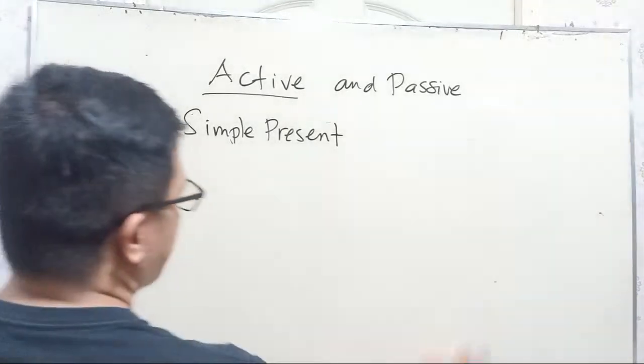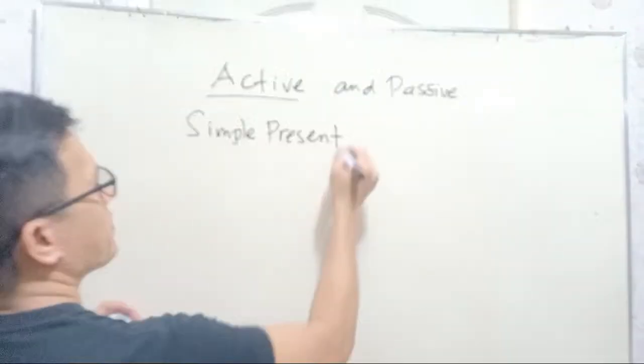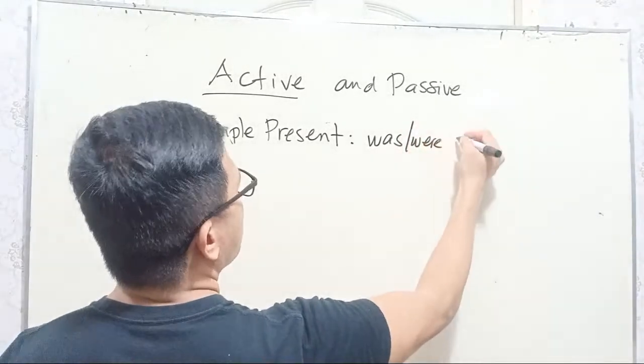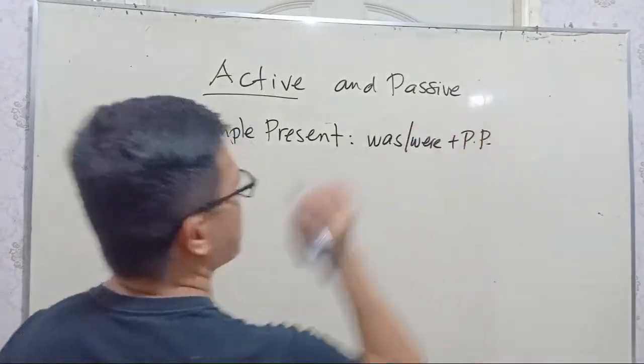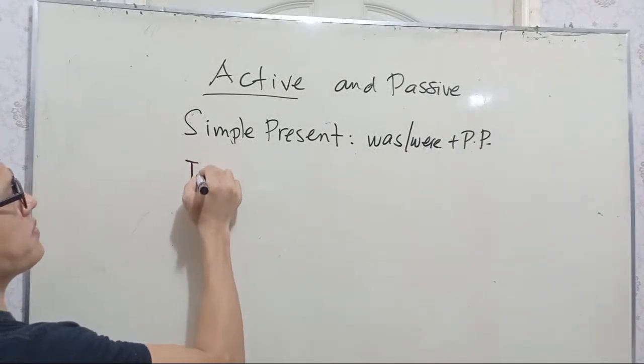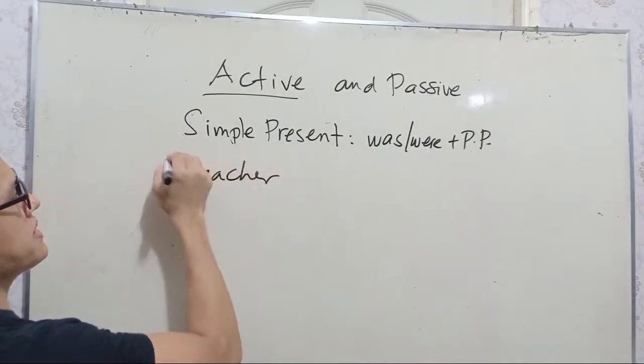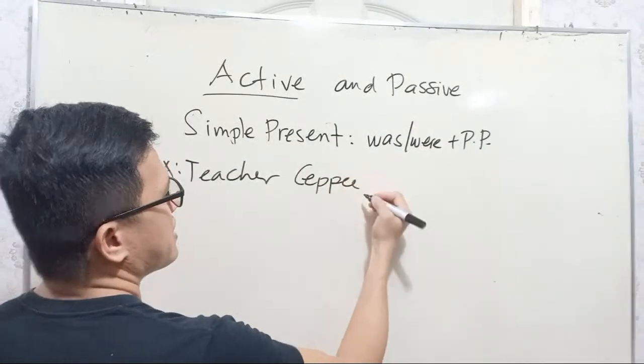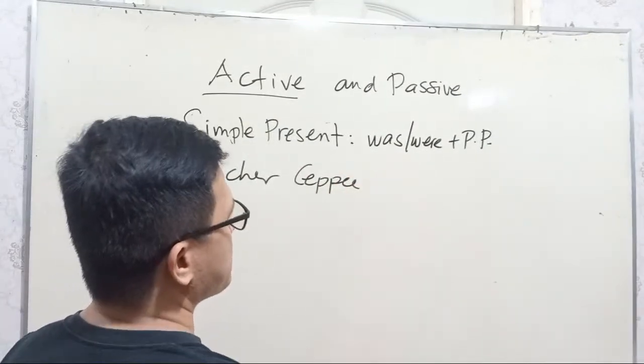Okay, so the simple past is just, what's this? Was and were, okay? Was or were plus past participle of the verb. Okay, so teacher's happy. This is our active. Teacher's happy. What's this?